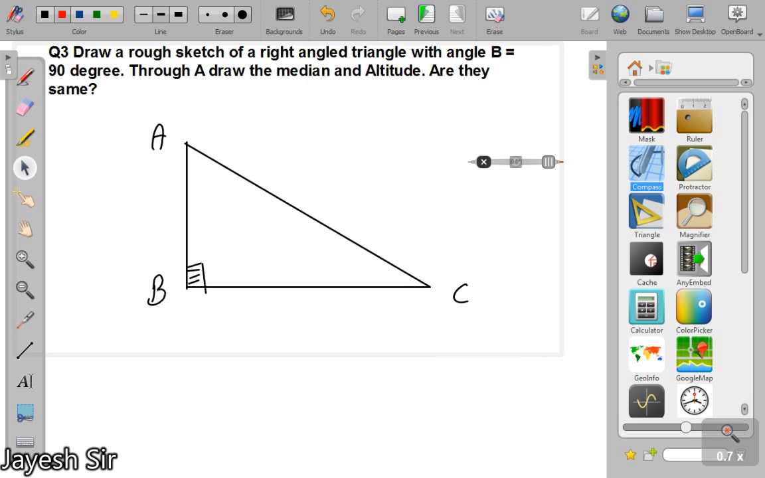I will use the compass. I will place the compass at point C and increase the length of the compass so that it is more than half of BC. We will draw an arc above and below BC. This is an arc above BC. Next I will draw an arc below BC.